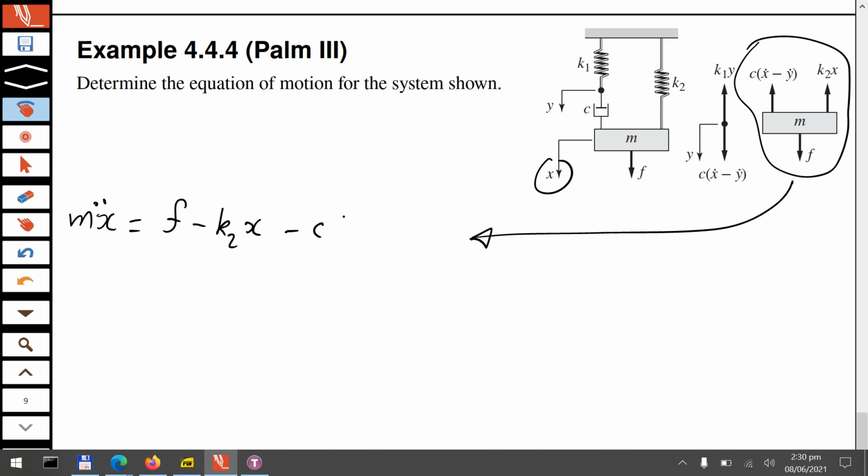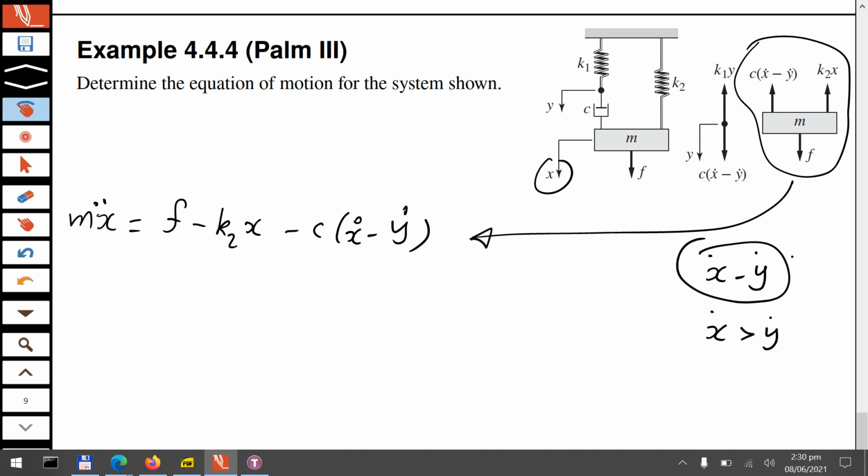And minus c x dot minus y dot. And remember, whenever I write x dot minus y dot, I assume x dot to be greater than y dot, so that this is positive, okay? And that will dictate the arrow, because if you assume x dot to be greater than y dot, you are imagining this end to be moving faster relative to that end, and the opposition will always be upward.